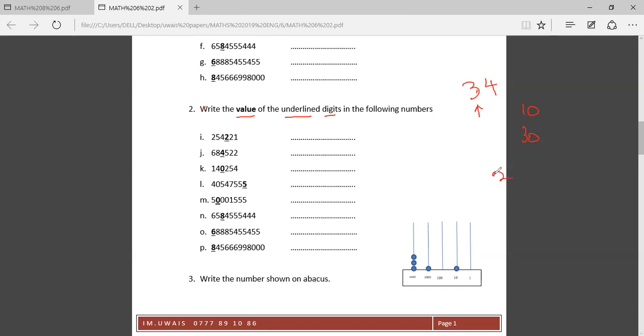245. What's the place value of this two? 200. No, I'm asking the place value. Ones, tens, or hundreds? Yes, the place value is hundreds. What's the value of the two? The two is in the hundreds place, so the value is 200. Now is it clear?